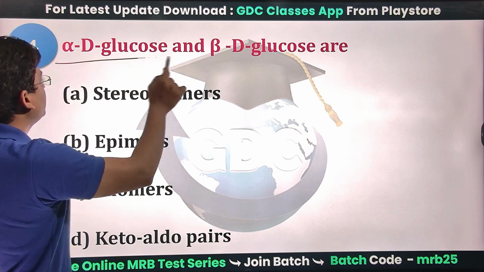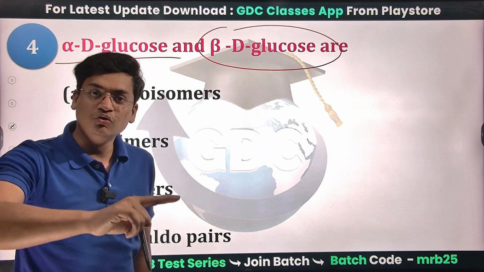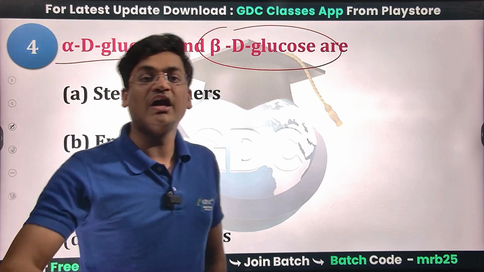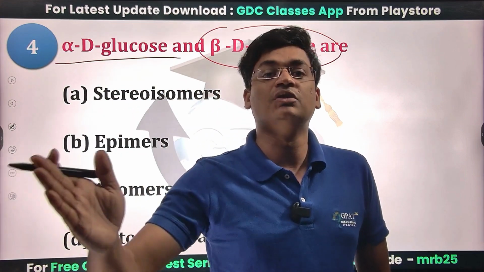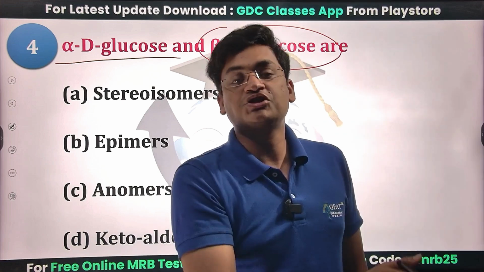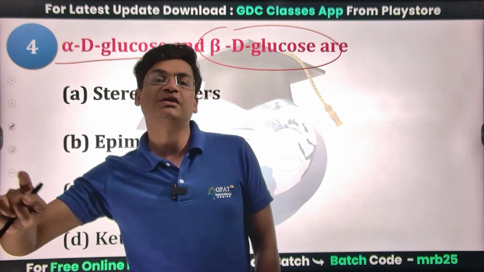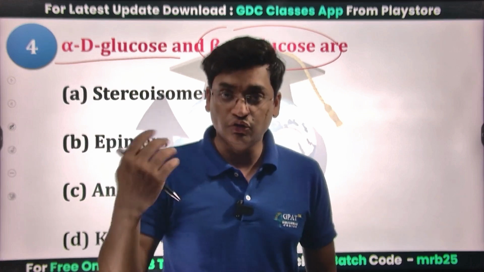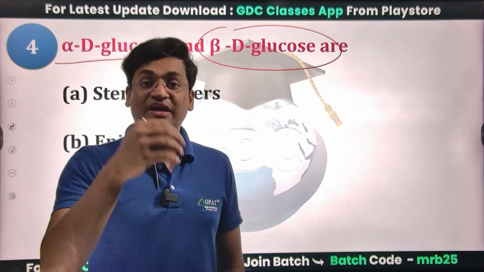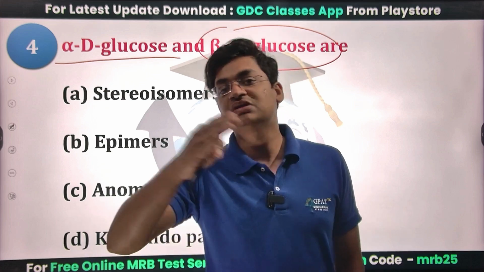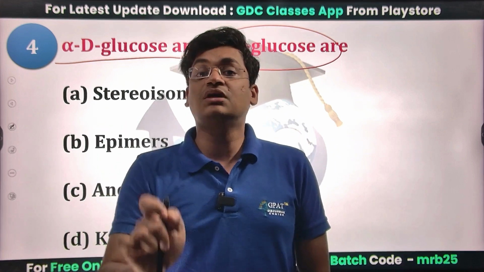Now the next question we have: alpha D glucose and beta D glucose are. Alpha and beta refer to the cyclic form of the sugar, as opposed to the Fischer chain structure. The chain structure being converted into the cyclic structure of glucose or fructose is known as mutarotation. This is the interconversion between the chain structure and the cyclic structure of that particular sugar.